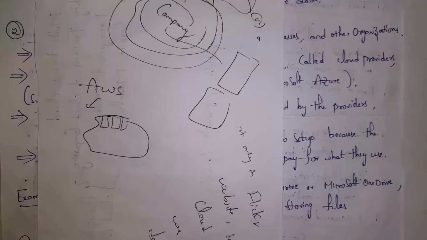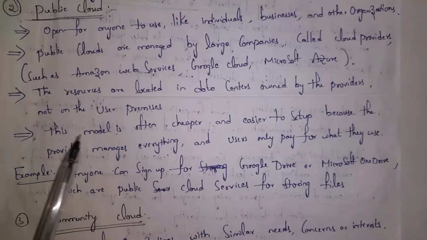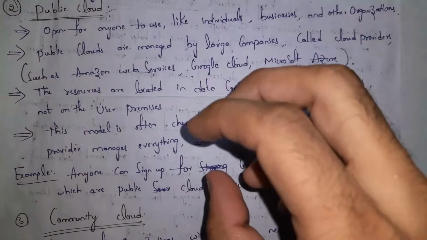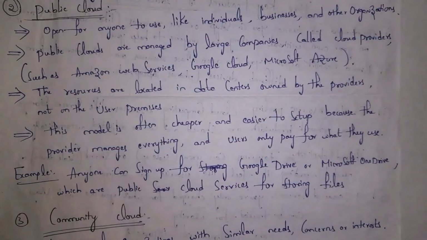Whereas if you rent any server in cloud, then there is no need of doing any setup because cloud providers will configure the server and they will give you. So public clouds are cheaper and easy to set up because cloud providers manage everything. And how much we use, only for that we need to pay money. For example, Google Drive is public cloud because anyone can upload files in Google Drive and anyone can use Google Drive.